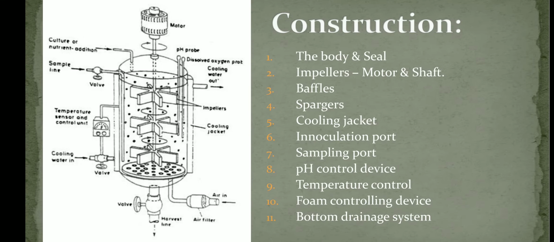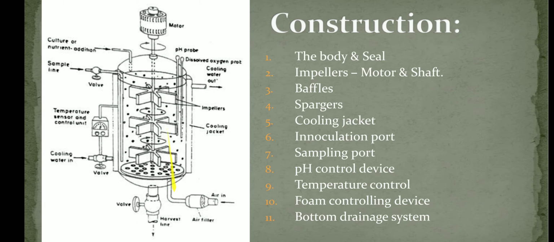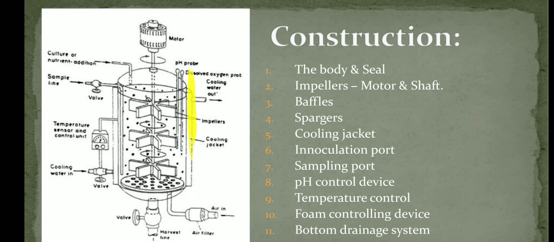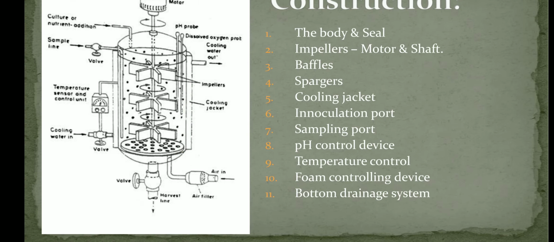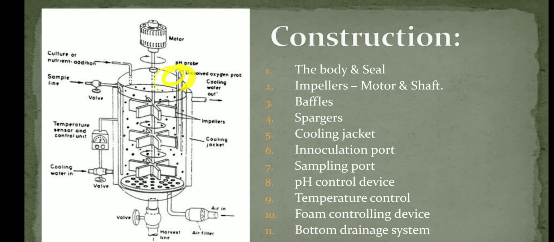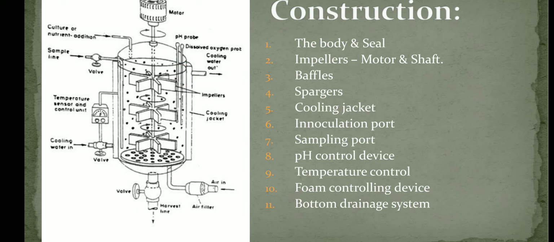Moving on to another structure called baffles. The baffles are usually attached to the walls of the fermenter tank. The baffles are metal strips which are roughly 1/10 of the vessel diameter, and the baffles keep vibrating inside the fermenter tank. As they vibrate, they will prevent vortex formation. So during the agitation process by the impellers, the baffles keep vibrating.